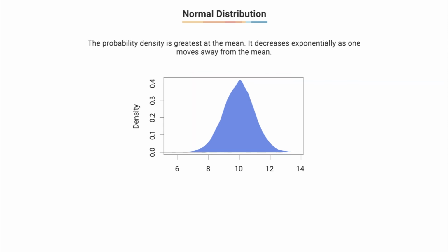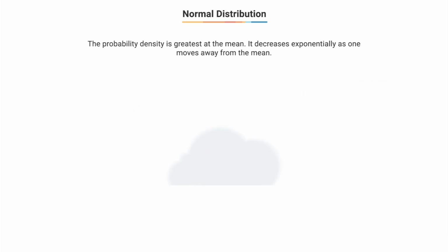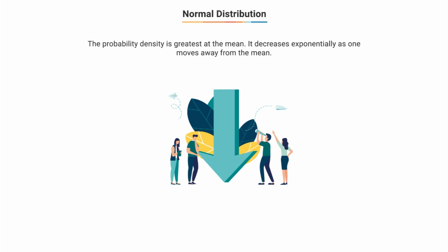Third, we can see that the probability density is highest at the mean and decreases exponentially as we move further away from the mean. In simple language, it means that there is a high probability that the value of the random variable is close to the mean. As we move further away from the mean, the probability of the occurrence of such values decreases.